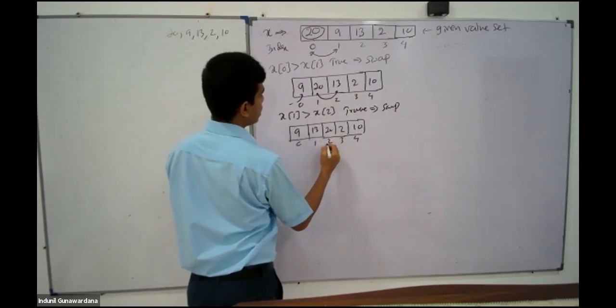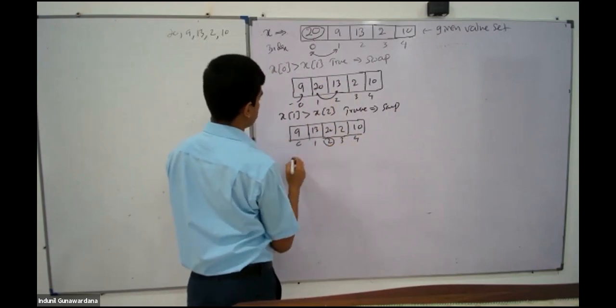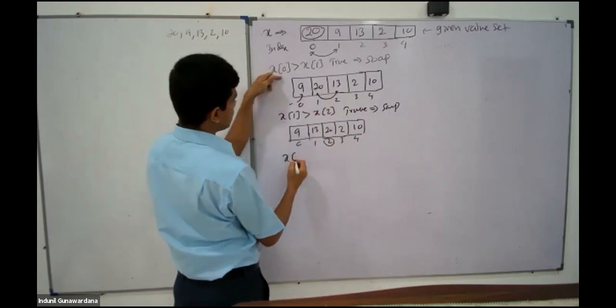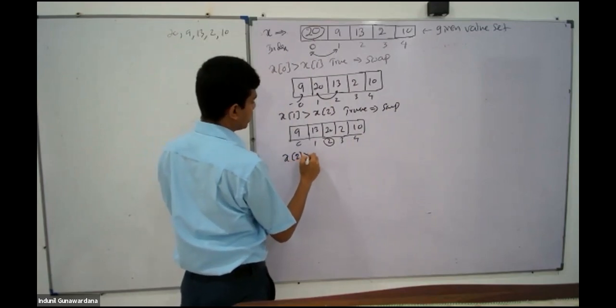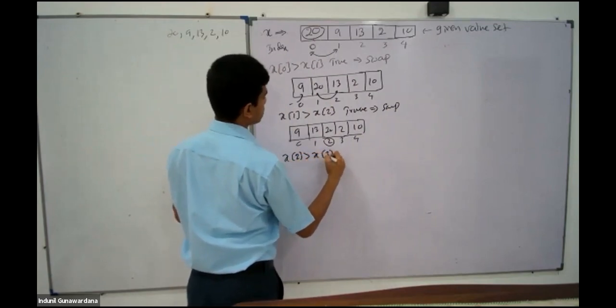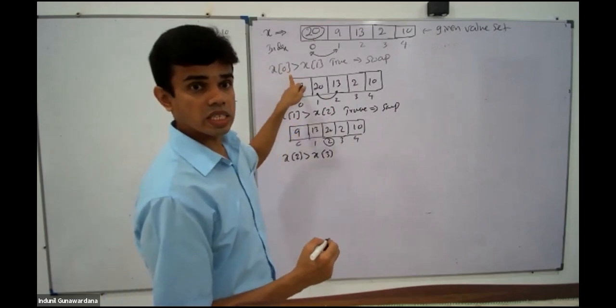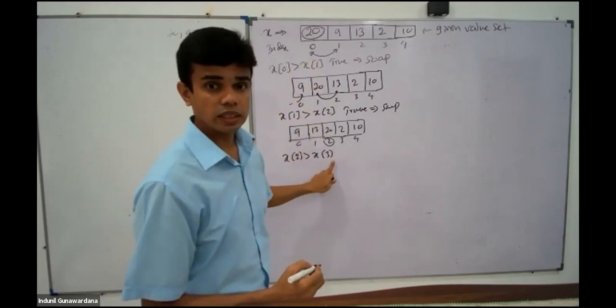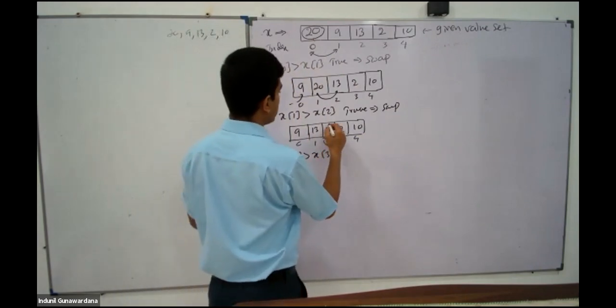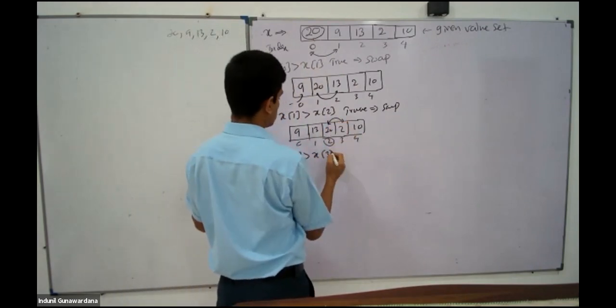Then we did this. Now we are going to compare this with the other number. So then we are going to compare now x0, x1. Then x2 is compared with the other number, x3. We compare this with the next number, x1 and 2. x0 and 1. x2 and 3. Again, now we are going to compare these two, x2 and x3.